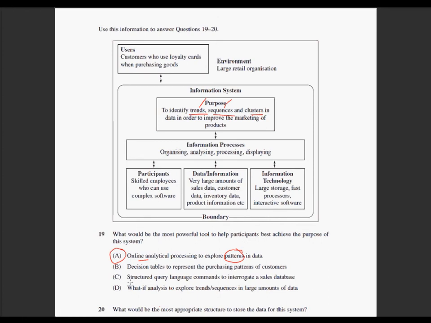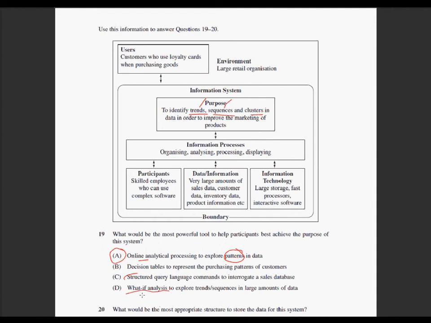Statement C is structured query language commands to interrogate a sales database. Well, SQL or structured query language is to do with searching data using a DBMS. So it's not that one, because we're actually looking for trend sequences and clusters. We're not just looking for particular pieces of data, so we can rule that one out. And D is what if analysis to explore trends or sequences in large amounts of data.